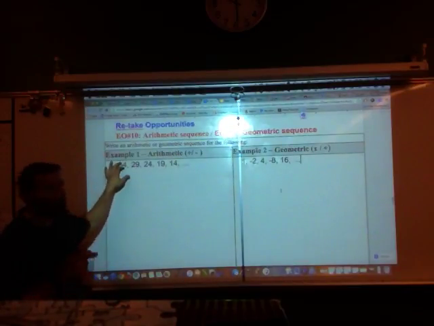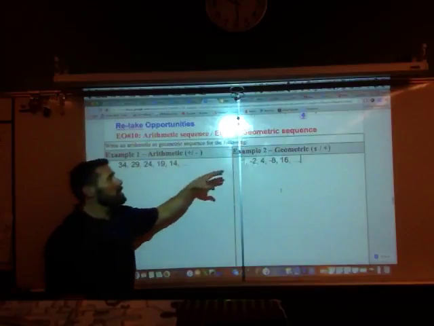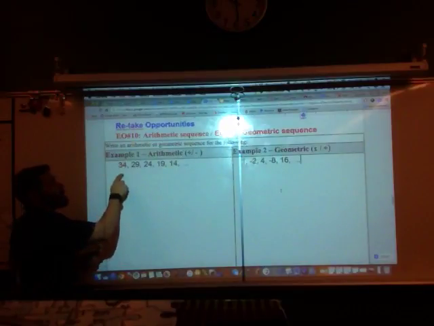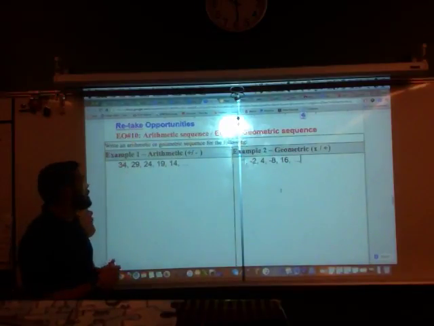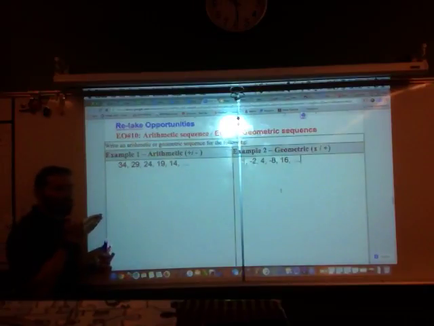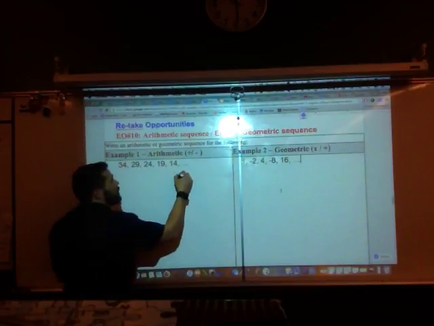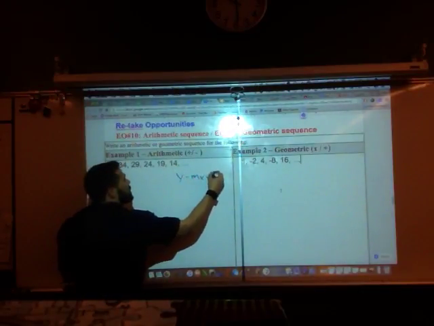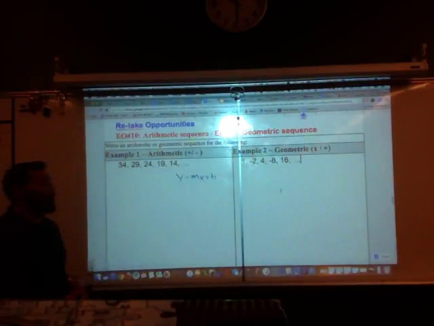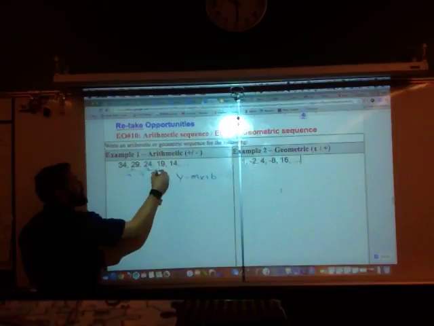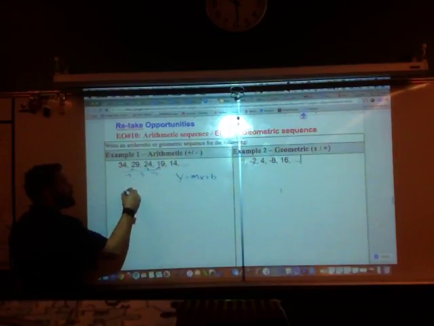I got example 1, arithmetic, which means the pattern is created by adding or subtracting. Example 2, I have geometric, where the pattern is created by multiplying or dividing. So, when I'm here with arithmetic, I'm trying to think that this is growing linearly, or it's decaying linearly, because it's a constant growth. So I would be thinking y equals mx plus b to create my generator. So I look at the pattern, and it looks like it's going down 5, down 5, down 5. So that tells me my slope is a negative 5.